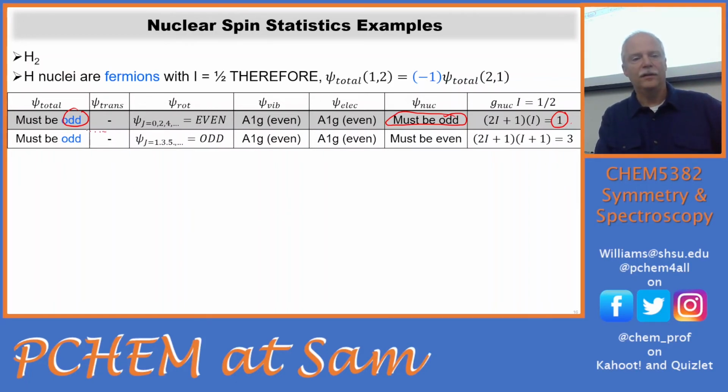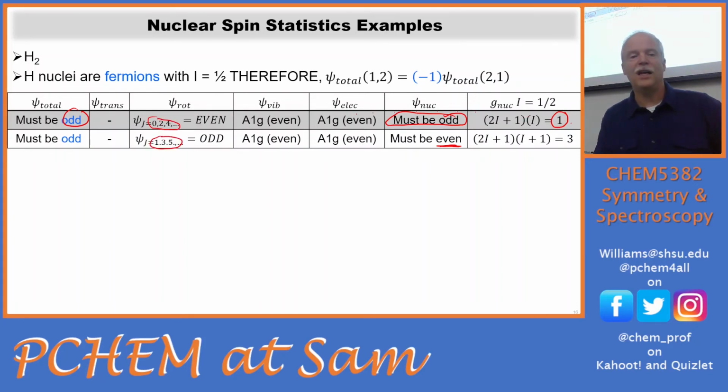Then the total wave function must be odd, and so when the rotational levels are odd, the nuclear wave function must be even. And this is the degeneracy for nuclear wave functions that are even. So you put in the 1/2 here, you end up with this being 2, and then you have a 1/2 plus 1, so that's 3 halves. 3 halves times 2 is equal to 3. So we have 3 nuclear states that are even and 1 nuclear state that's odd. And it depends upon the rotational quantum number. This is really weird.